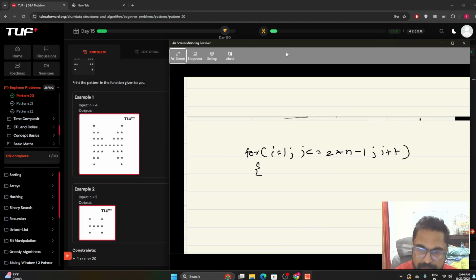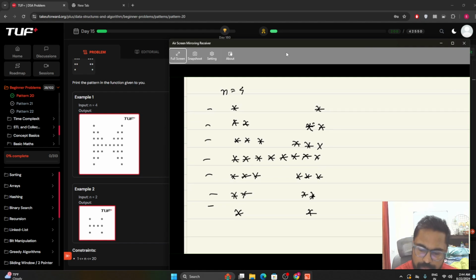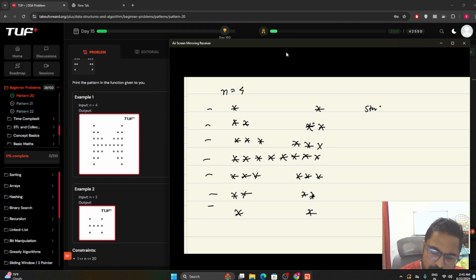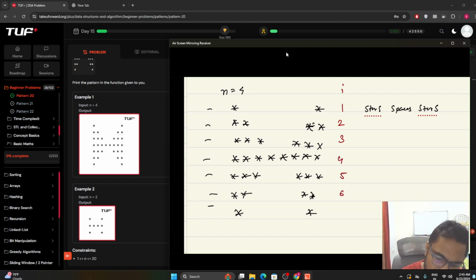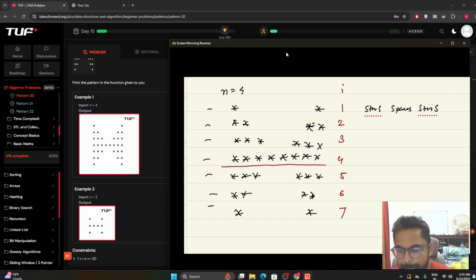After coming inside, we can see there are different rows where we are printing stars, then spaces, and then again stars. This is the pattern here, and the number of spaces and stars may differ. So we will write it down for the ith value, where i is 1 2 3 4 5 6 and 7 in this case. We first try to write till this point.